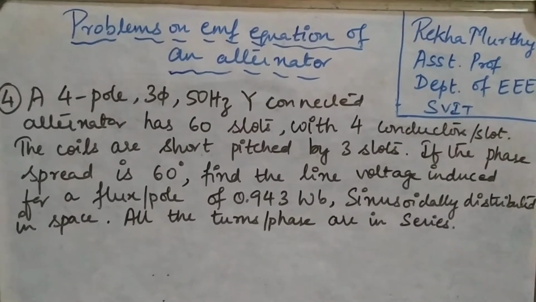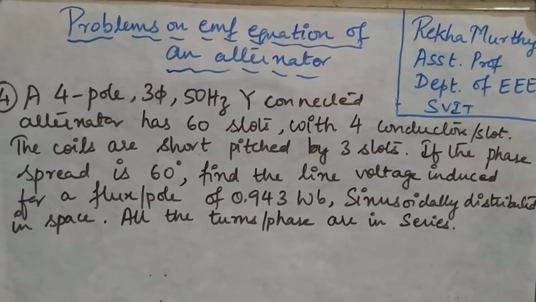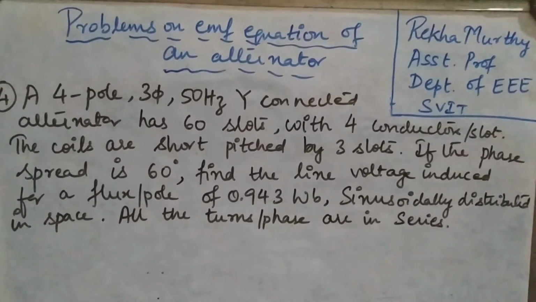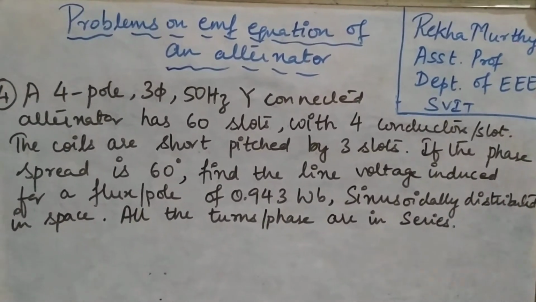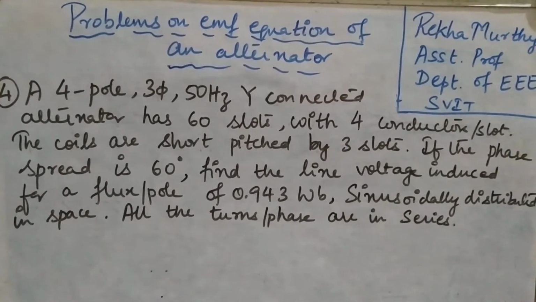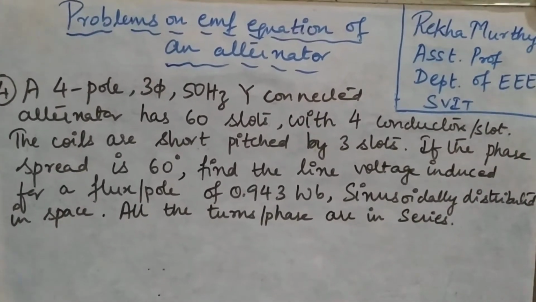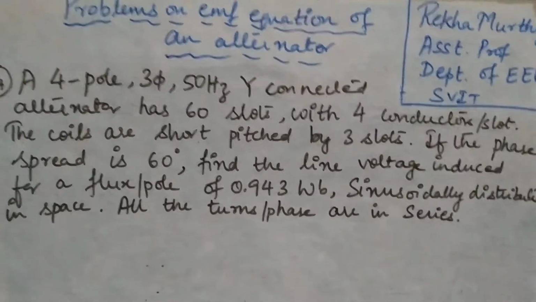Here we are considering the fourth problem: a 4-pole, 3-phase, 50 Hz star connected alternator has 60 slots with 4 conductors per slot. The coils are short pitched by 3 slots. If the phase spread is 60 degrees, find the line voltage induced for a flux per pole of 0.943 Weber, sinusoidally distributed in space. All the turns per phase are in series.